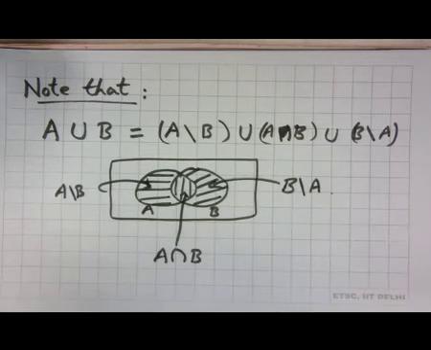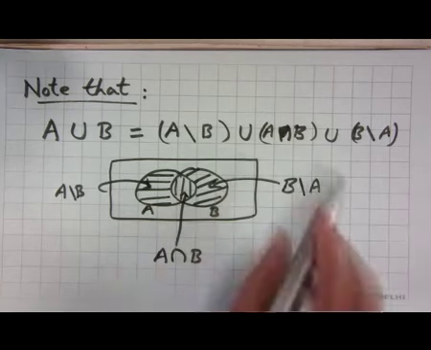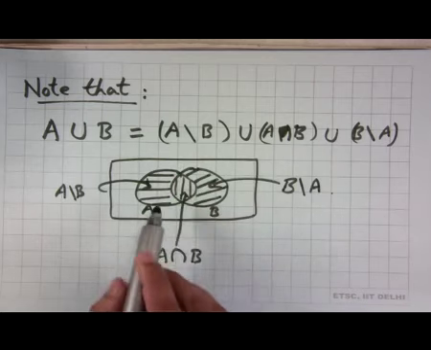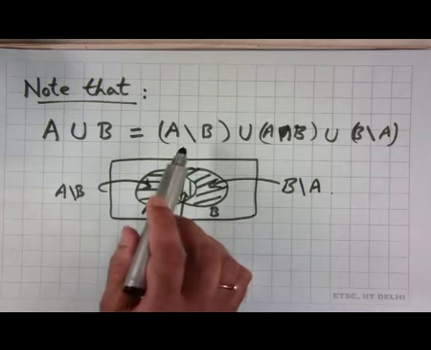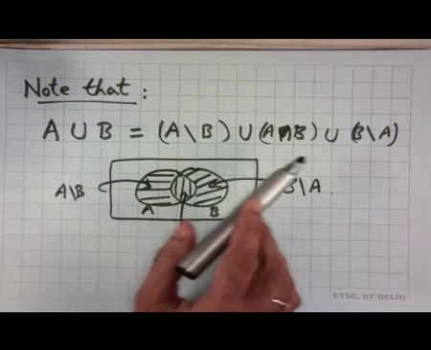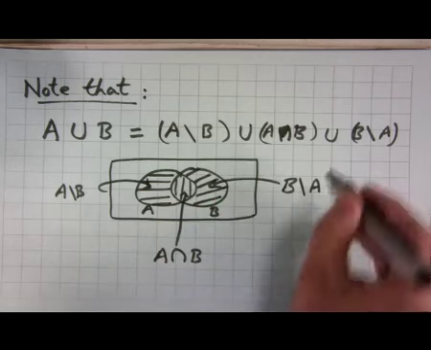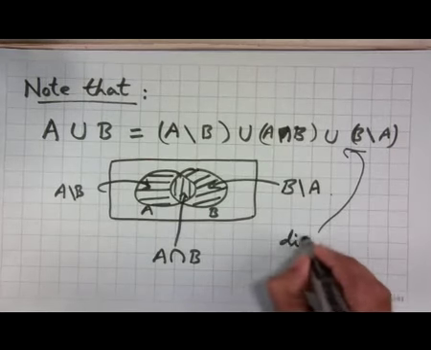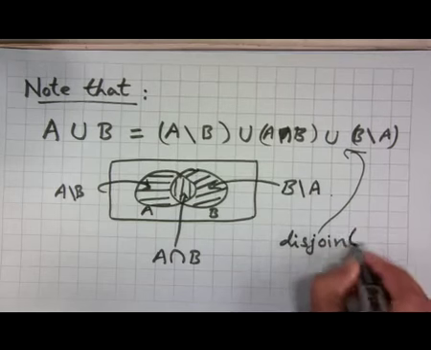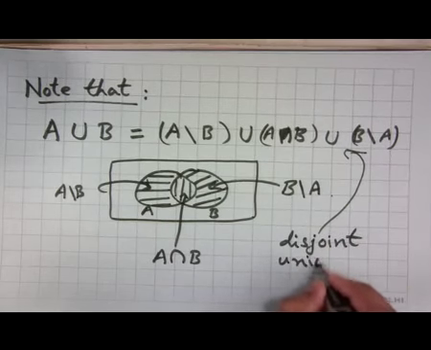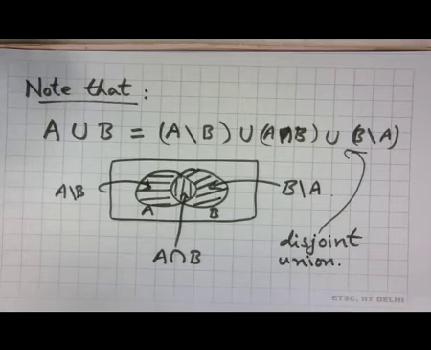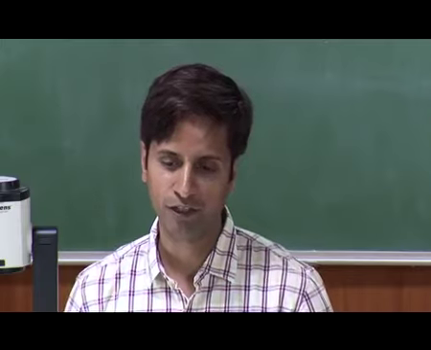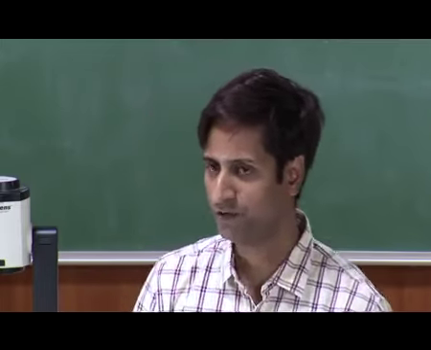So, you can see that A union B can be written as these unions, and note that here the unions are disjoint. So, there is no intersection between these three parts A minus B, A intersection B and B minus A. So, this one here is a disjoint union. This is something important again. To write the union of sets, we can write it as a union of disjoint sets by using set difference and intersection.